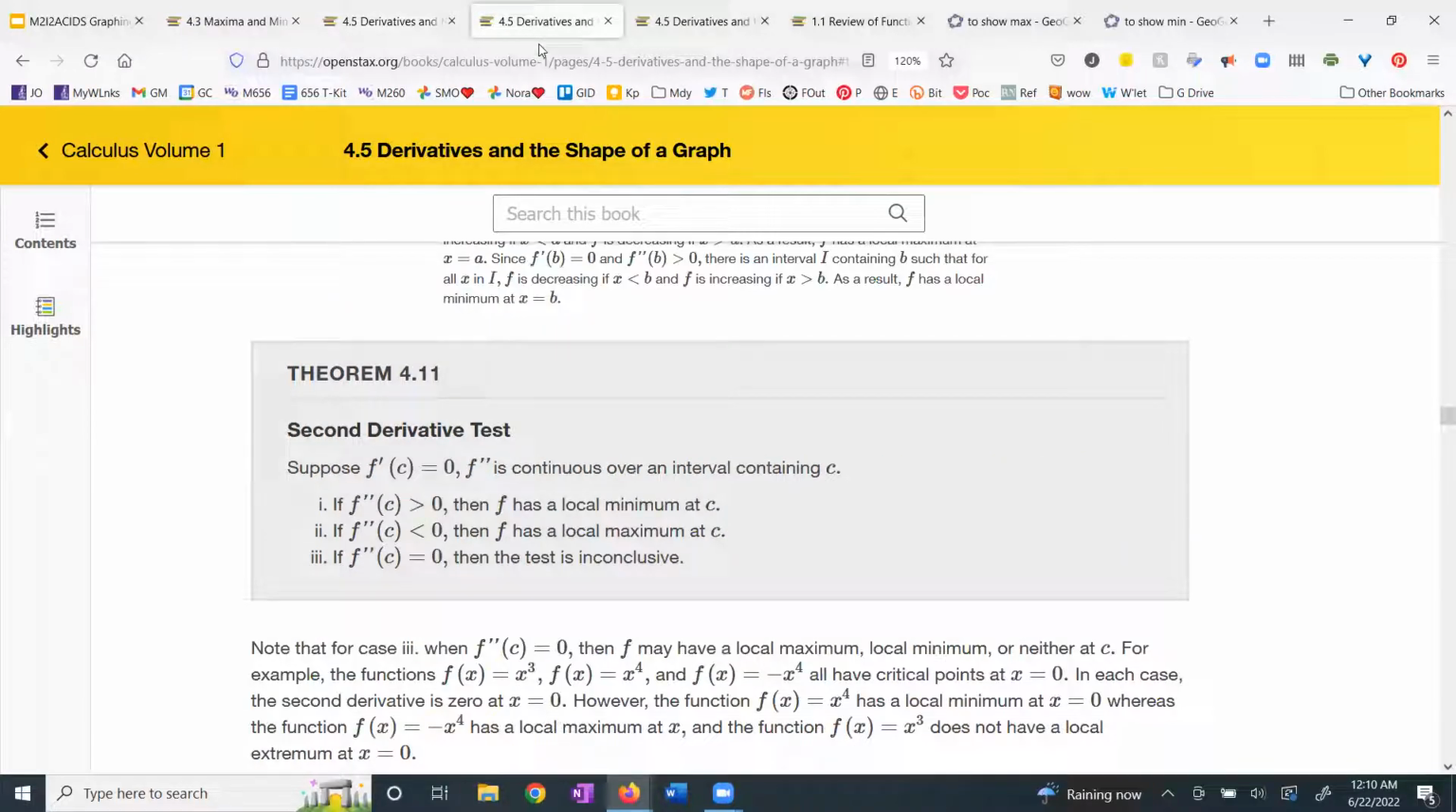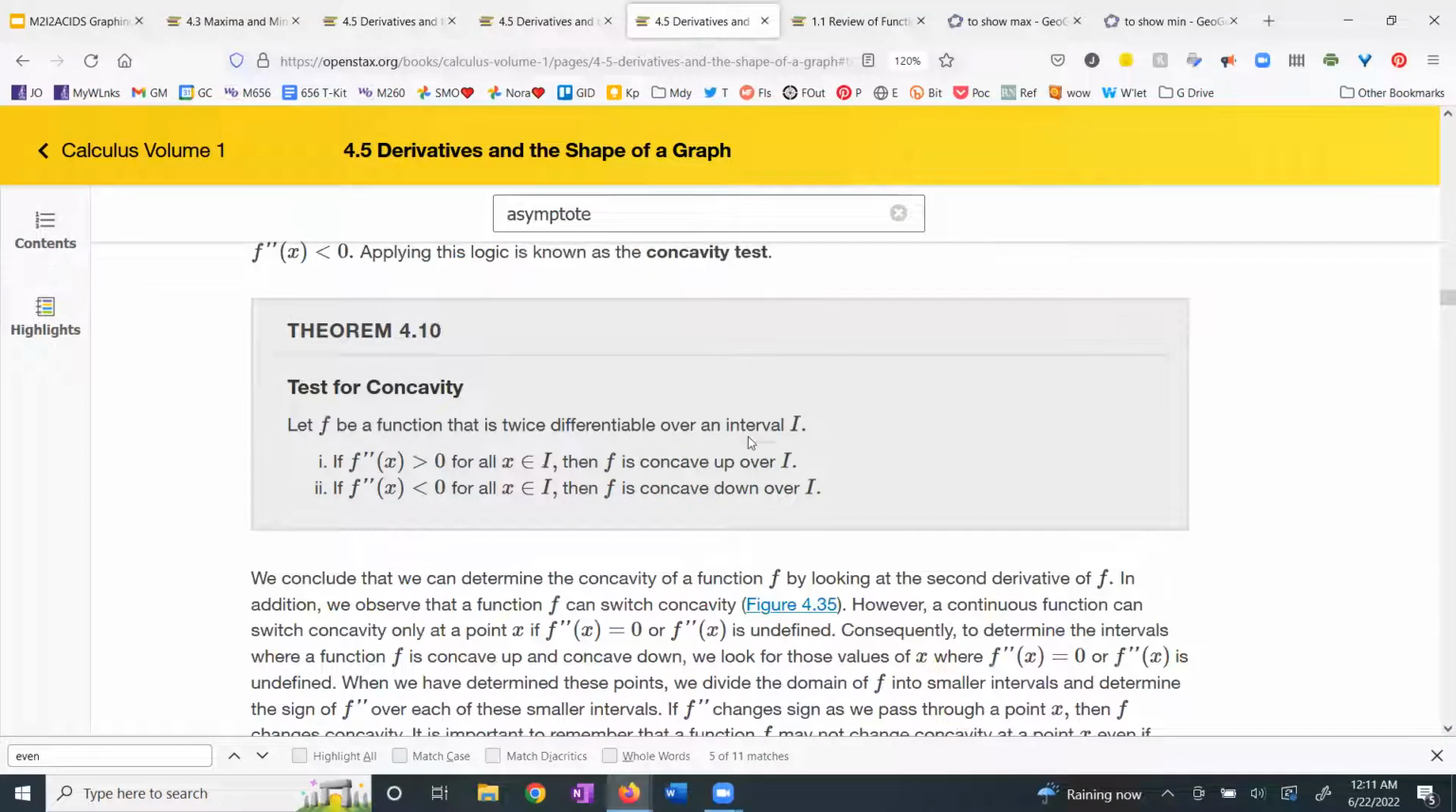Here is the second derivative test. The second derivative test is used when you have the second derivative. The first derivative is 0. When the second derivative is positive, we have a local minimum. When the second derivative is negative, we have a local maximum. If both the first and second derivatives are 0, the test is inconclusive. Here is the test for concavity.